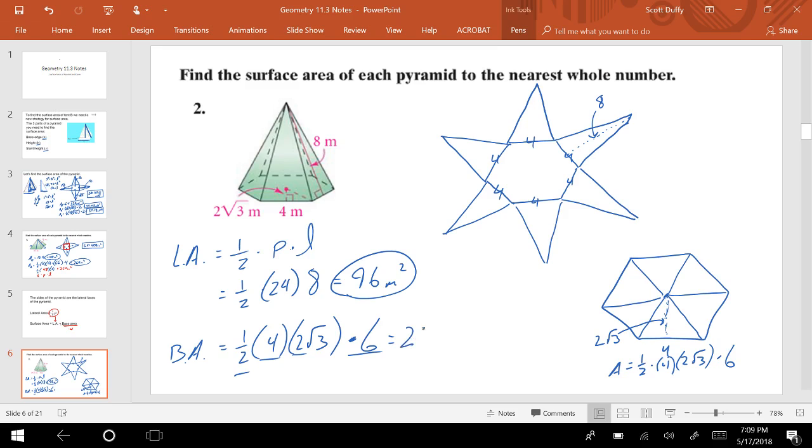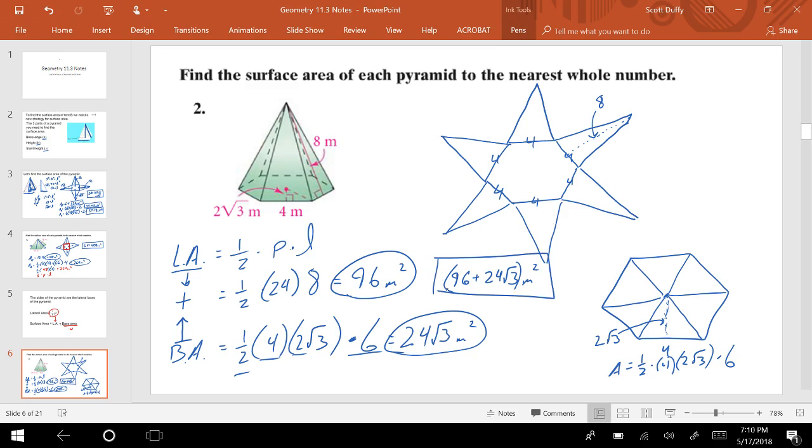And I get 24. Because I didn't multiply by the square root of 3, I'm just going to call this 24 square root of 3. That's also square meters. Now, if I want to know the total surface area, I have to add the lateral area plus the base area. So 96 plus 24 times the square root of 3 square meters. That is the exact answer.